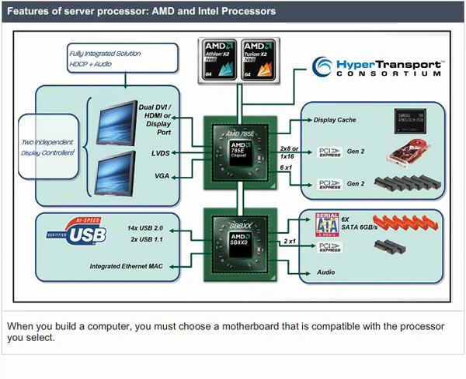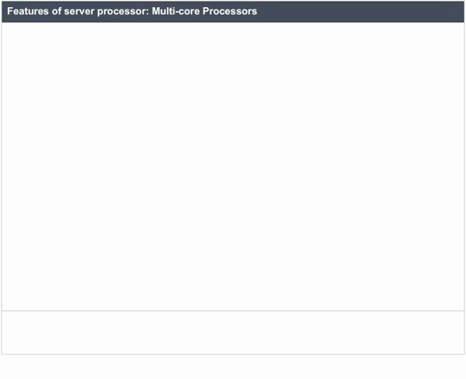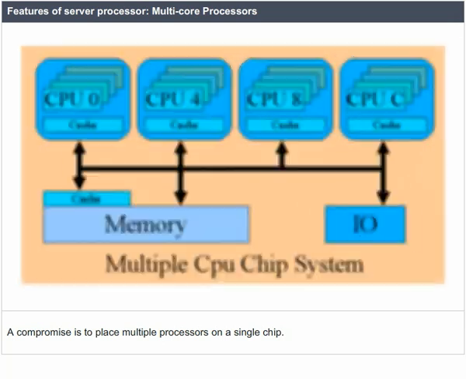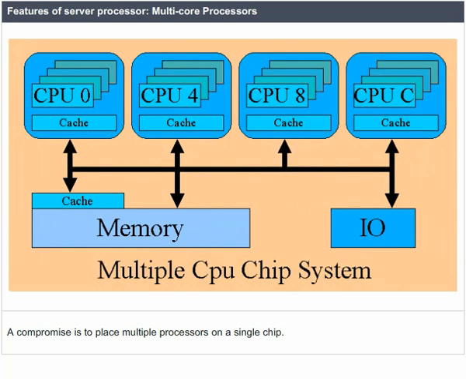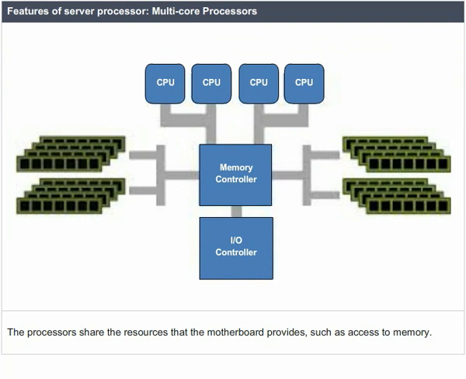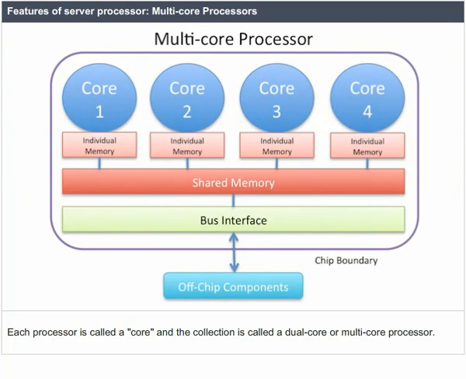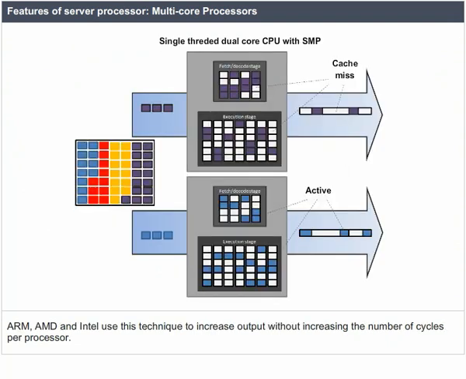Features of server processor: multi-core processors. If you add another processor to a computer, you essentially have to add another motherboard too. A compromise is to place multiple processors on a single chip. The processors share the resources that the motherboard provides, such as access to memory. To the motherboard, it appears as though there is only one processor, but in fact, there might be 2, 4, 8 or more processors. Each processor is called a core, and the collection is called a dual-core or multi-core processor. ARM, AMD, and Intel use this technique to increase output without increasing the number of cycles per processor.